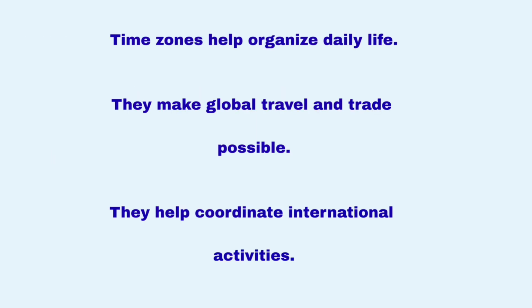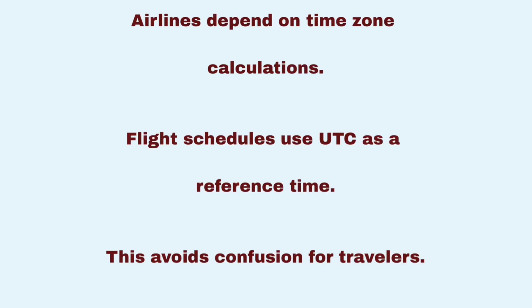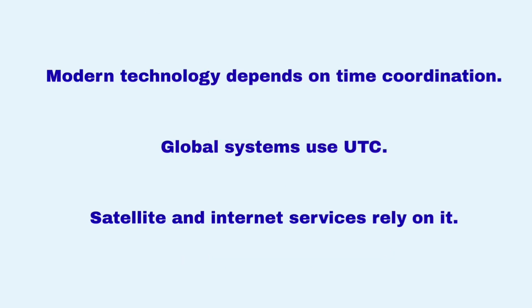Now the time zones help organize daily lives. They help make global travel and trade possible. They help coordinate international activities. Also, the airlines depend on time zone calculations. Flight schedules use UTC as a reference time. So this avoids confusion for the travelers. Now modern technology depends on time coordination. Global systems use UTC. Satellite and internet services rely on it.